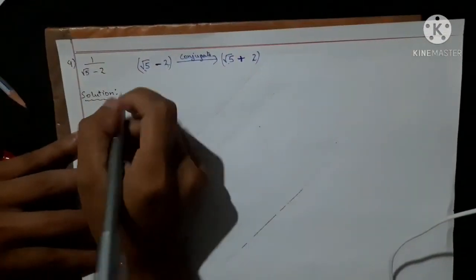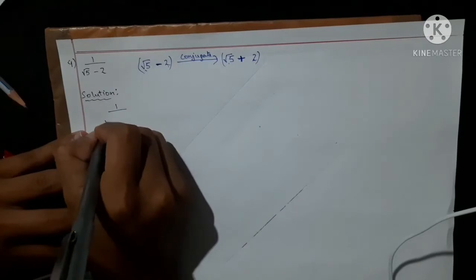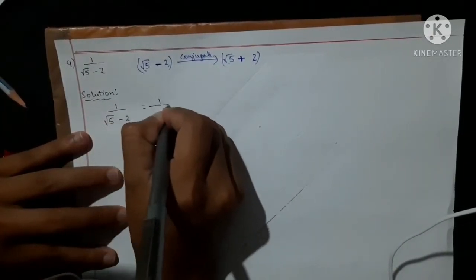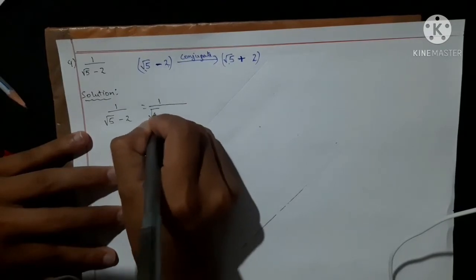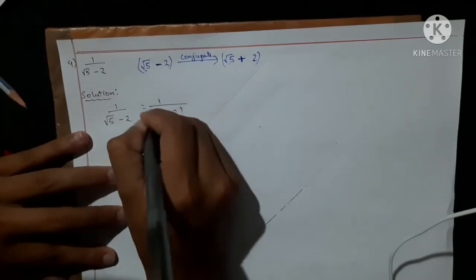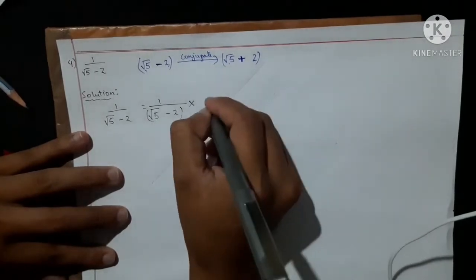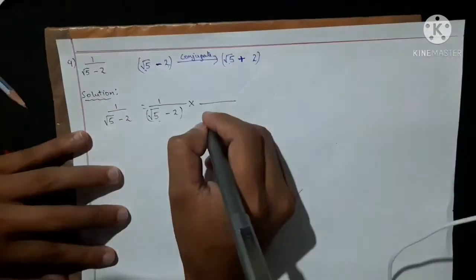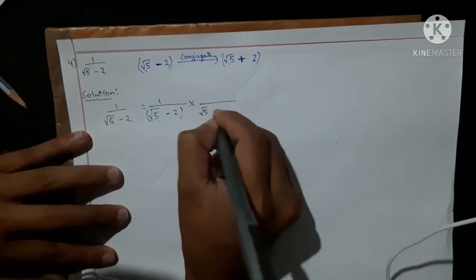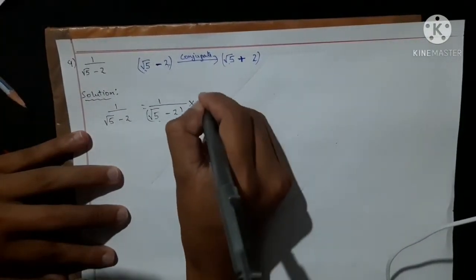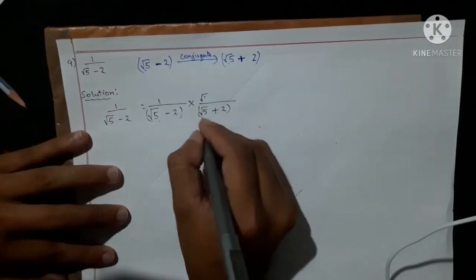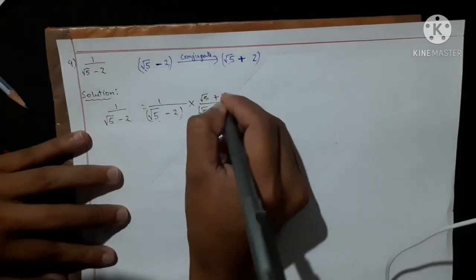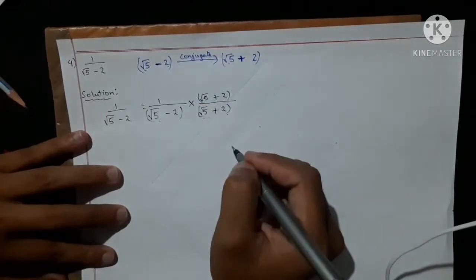So now we multiply them. 1 by square root 5 minus 2, multiply it with square root 5 plus 2. Remember, we have to multiply with the conjugate, which is square root 5 plus 2. Since we have multiplied in the denominator by square root 5 plus 2, in the numerator also we have to multiply it with square root 5 plus 2.